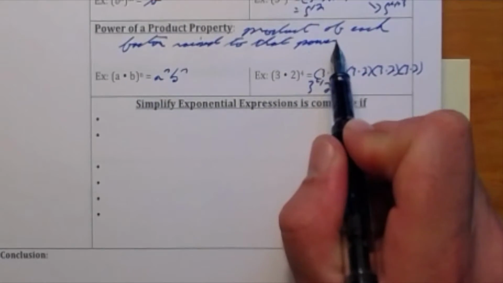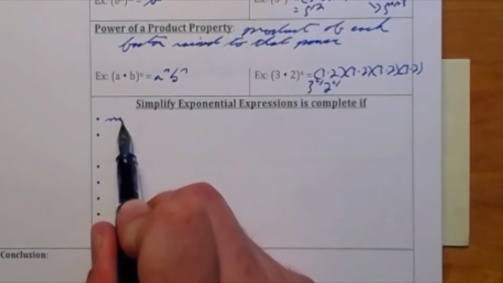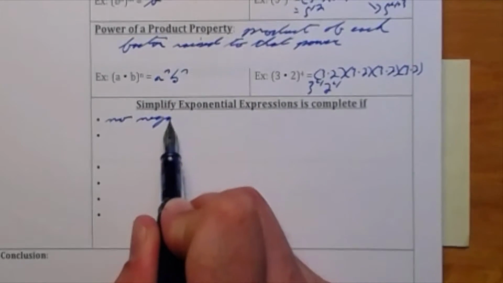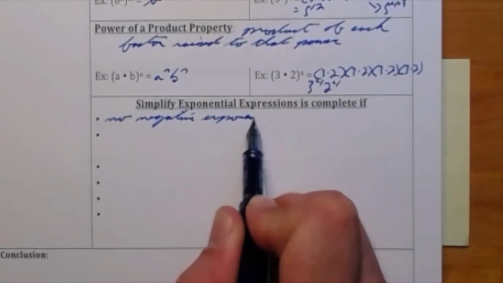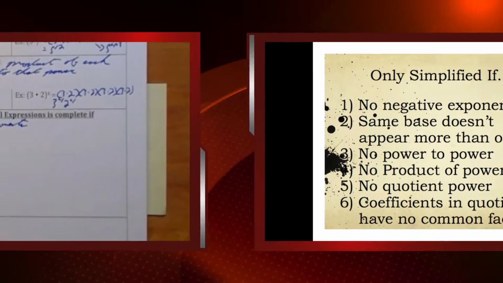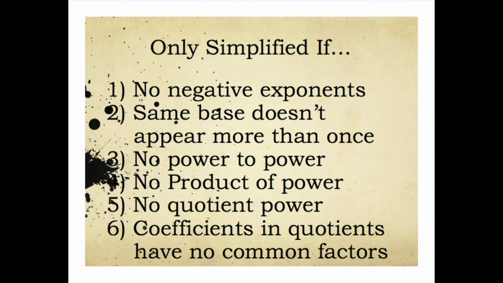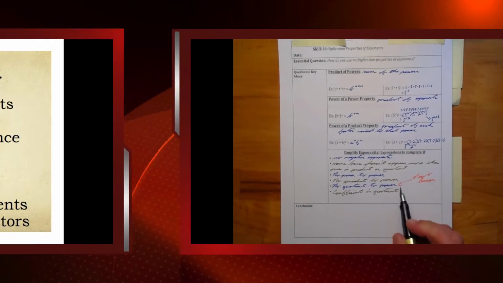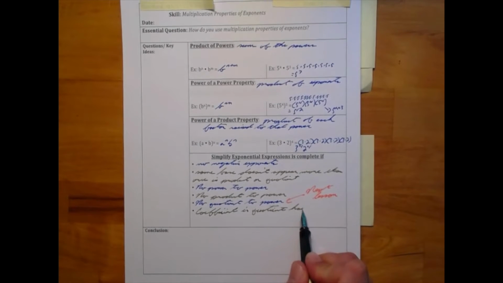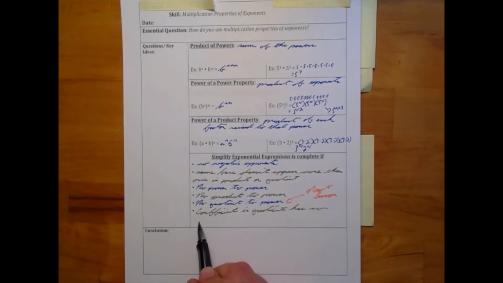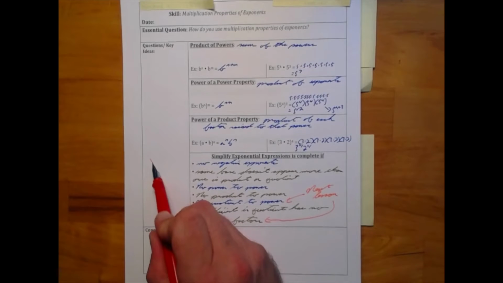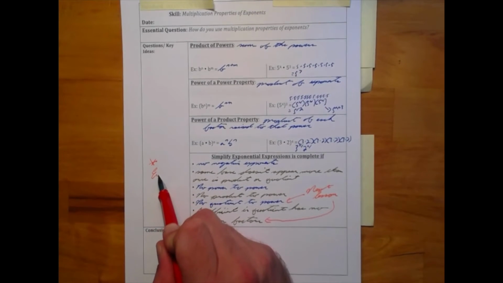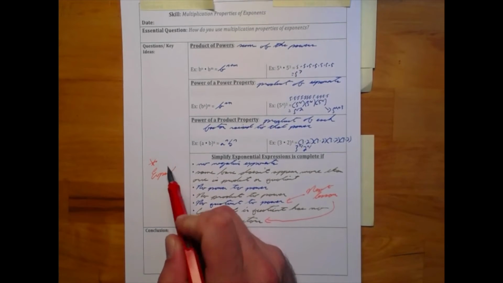There are a number of rules we'll use when simplifying exponential expressions to find that they're complete. The first is that there are no negative exponents. The second is that the same base does not appear more than once in a product or quotient. The third is that there is no power to a power. The fourth is that there is no product to a power. The fifth is that there is no quotient to a power, which we'll be getting into in the next video. And the sixth is that there is no coefficient in the quotients that have common factors.